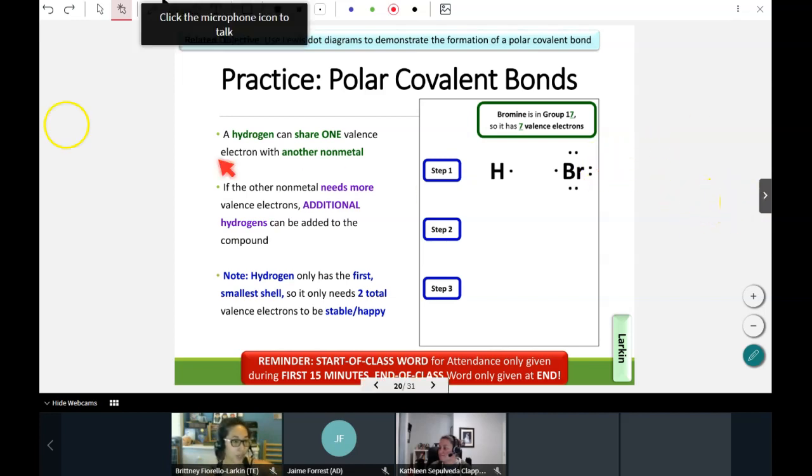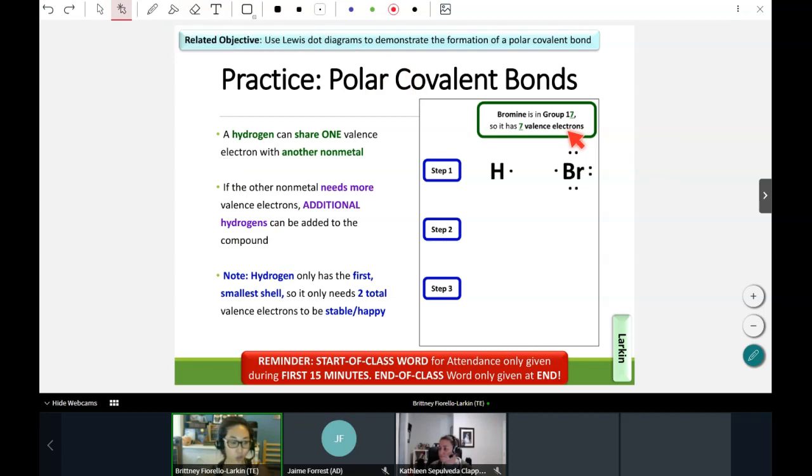All right, so we talked a little bit about how to do Lewis dot diagrams on Wednesday. Today we're going to practice it between atoms that are different, specifically hydrogen working with your non-metal. So we're going to have an example of a group 17, group 16, and group 15 because those are the 3 options in your project. So this will help you with your project analysis for chapter 3.